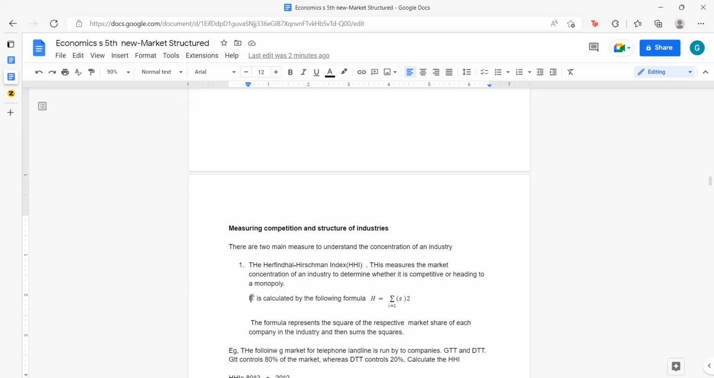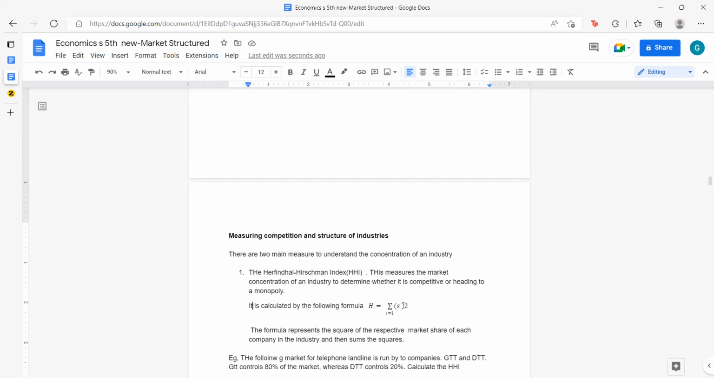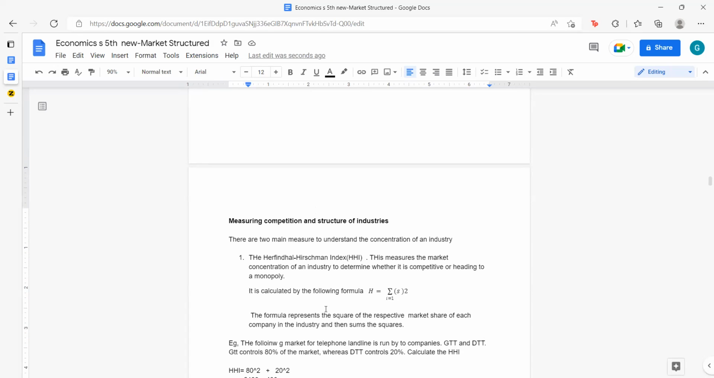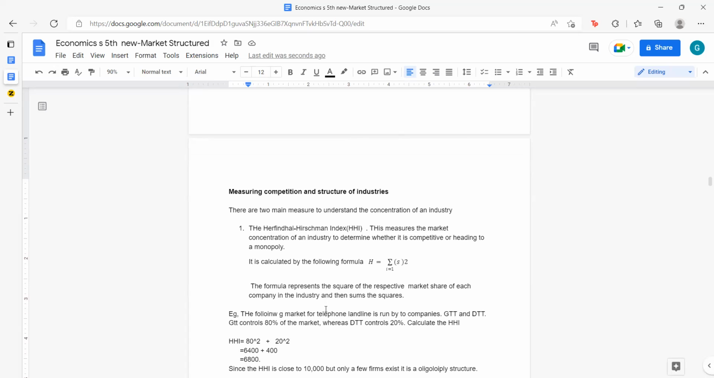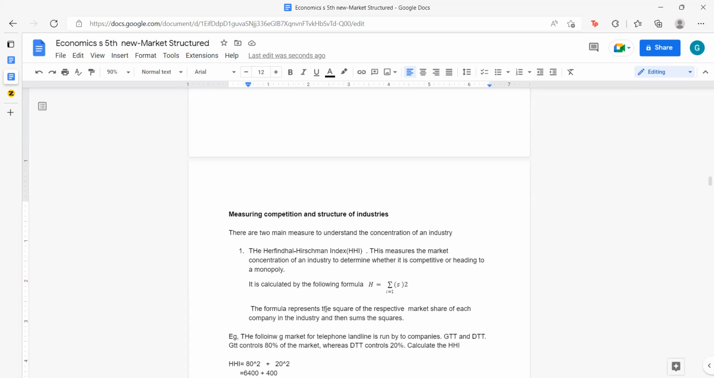It is calculated by the formula, and we have here the sum, and we have i, meaning it's one firm or however many firms we're dealing with, and S refers to the square of the respective market share of each company. So the i tells you how many firms we're dealing with, whether it be 3, 4, 5, whatever. But let's not go into all the fanciness. It can be found easily by just squaring the market share of each firm and adding it up, right?